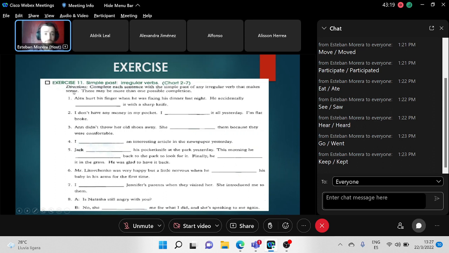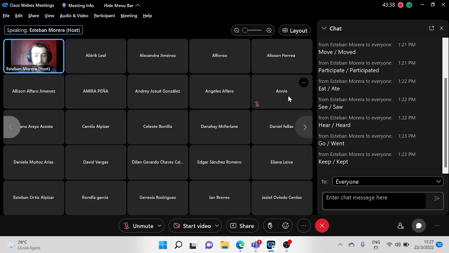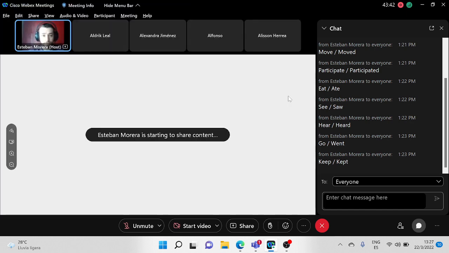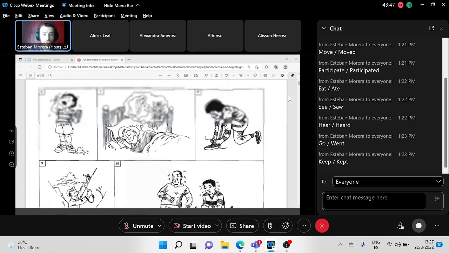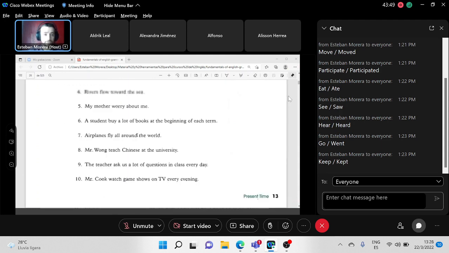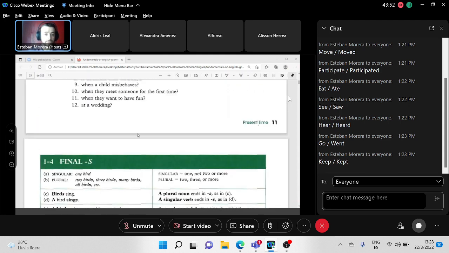You can find this specific exercise in the book Fundamentals of English Grammar. I'm going to open the book right now, and fill in the blanks, and you can follow me. So you can pay attention to what I'm doing, so you can check the answers at the same time. Very good. So this is basically the book, okay? And again, we are going to go to exercise number 11.